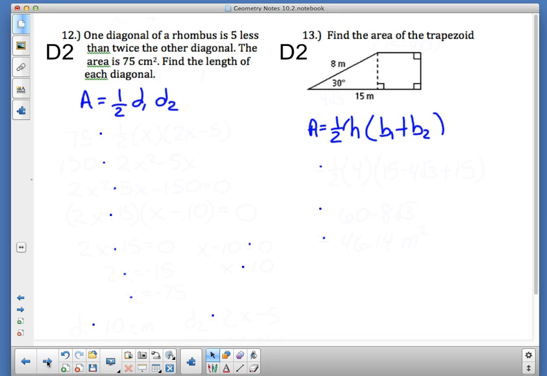One diagonal of a rhombus is 5 less than twice the other. Dude, I totally skipped these in algebra. I totally asked these the next day. That was what I did. Okay, that's what I get from students.